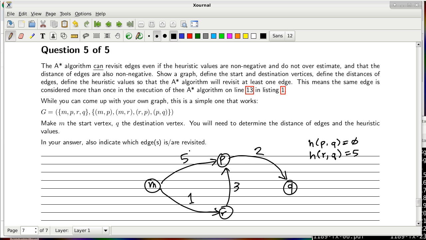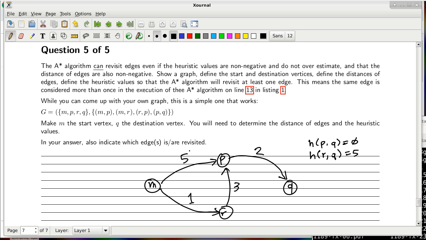MPQ has a total length of 7, and then this one has a total length of 6. Okay, but are we tricking it enough to go that route? Yes. Wait, isn't the A star algorithm a greedy algorithm? It is greedy, it'll look at every vertex, but it's greedy based on the value of F, not on the value G, whatever the next available.